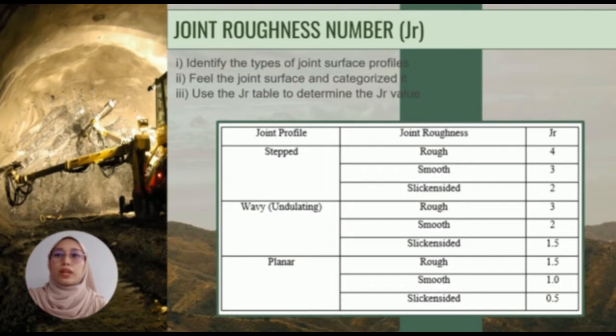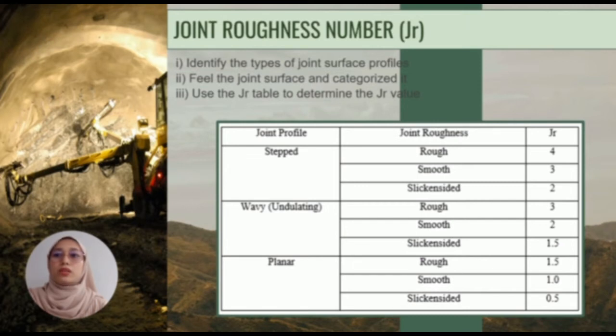For the first one is the type of wavy or undulating joint surface profile. Next is tapered joint surface profile and planar joint surface profile. For the second step, we need to determine the joint roughness of the surface profile. There are 3 types of the joint surface category, which are rough, smooth, and slickensided.